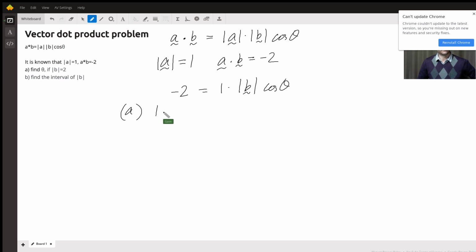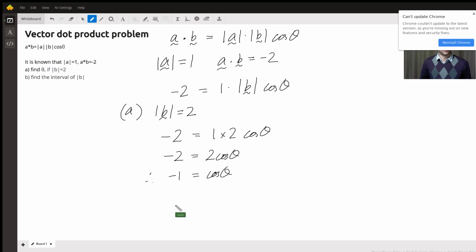They're telling you the length of vector B equals 2. So now we can put that in as well, and we have 1 times 2 times cos theta. So we have -2 equals 2 cos theta. Therefore, dividing both sides by 2, we get -1 equals cos theta. So that is cos theta equals -1.